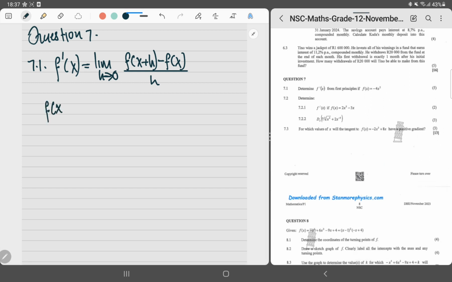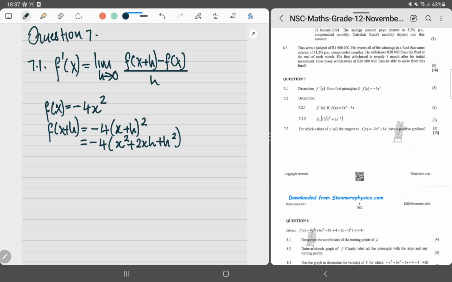So f(x) is equal to negative 4x squared. And then f(x plus h) should be equal to negative 4 into (x plus h) squared. Negative 4, this is x squared plus 2xh plus h squared. Negative 4x squared minus 8xh minus 4h squared.